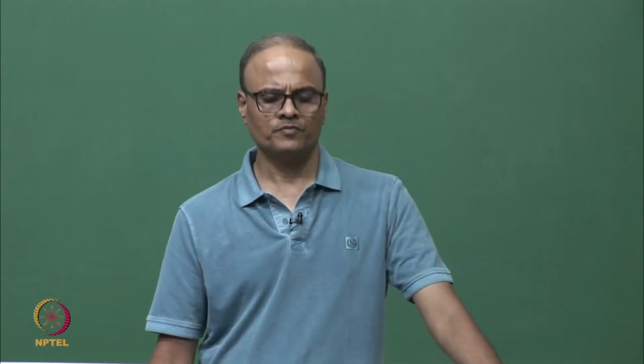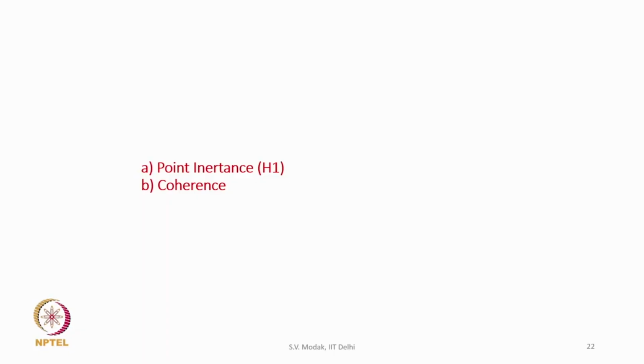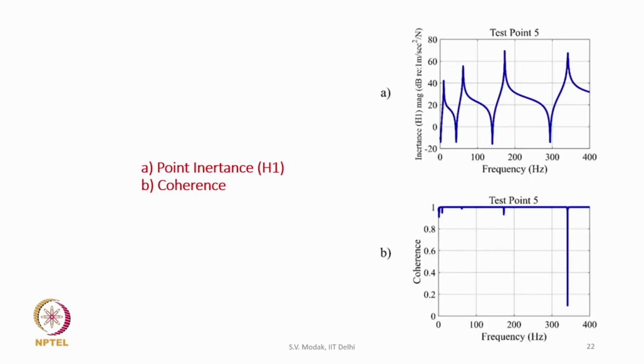So, after spectrum averaging we obtained the FRF estimate and the coherence. Let us look at the point inertance and coherence obtained in this manner. You can see the coherence is very good except at one of the resonant frequencies, and the FRF estimate is also very good.